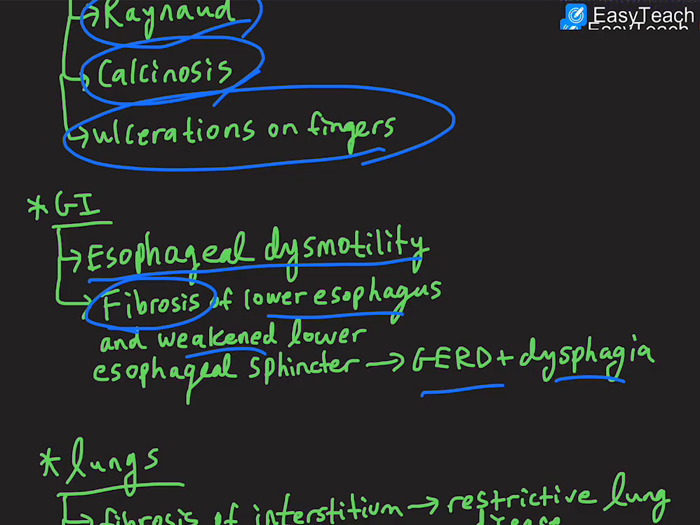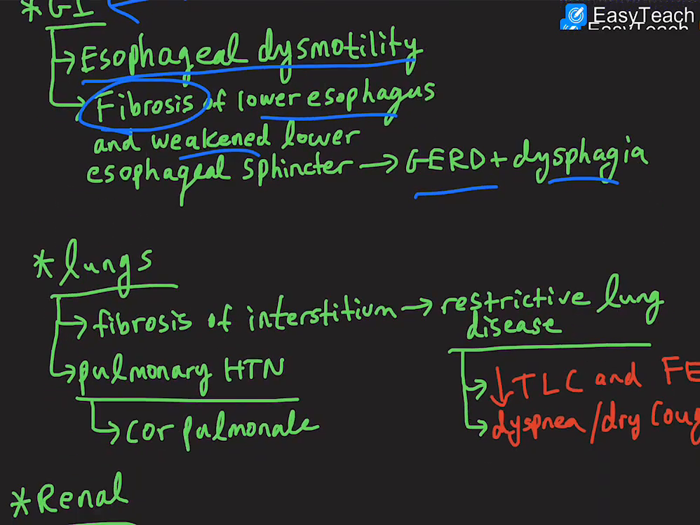So far, we have skin and GI in the diffuse type. In the skin, we talked about Raynaud's, calcinosis, sclerodactyly, but you also see fibrosis and tightening on other skin areas like your face, trunk, arms, and chest. You can see ulcerations. Then the GI system can be affected in the diffuse type, leading to esophageal dysmotility, dysphagia, and GERD.